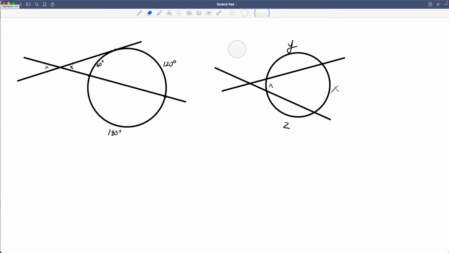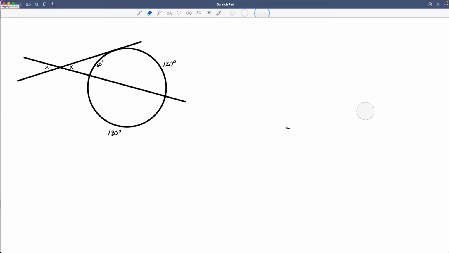Okay? So I'm going to erase this. That was just for illustration purposes. So how can we find x? Same exact process. We say 120 minus 60 divided by 2. That's going to be 60 divided by 2, that's going to equal 30 degrees. So x is equal to 30 degrees.